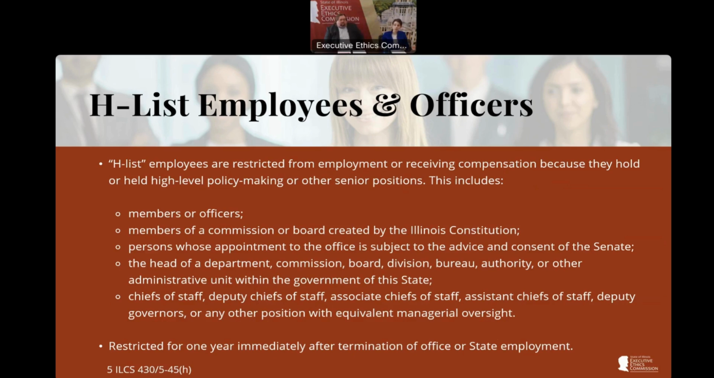So again, H-listers are people who do not have to seek that OEIG determination before accepting non-state employment, but that does not by any means mean that they are home free to go work for whomever they want. Their challenge is that they need to go through their own analysis when they want to leave state employment and figure out, okay, this place I want to go work, what contact has my agency had with them? Does my name show up on their license? Even if I haven't had any personal and substantial involvement in those decisions, am I over people who did have personal and substantial involvement? What do I need to consider before I accept that job?